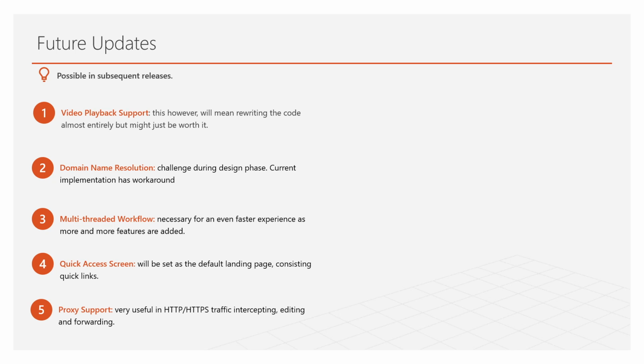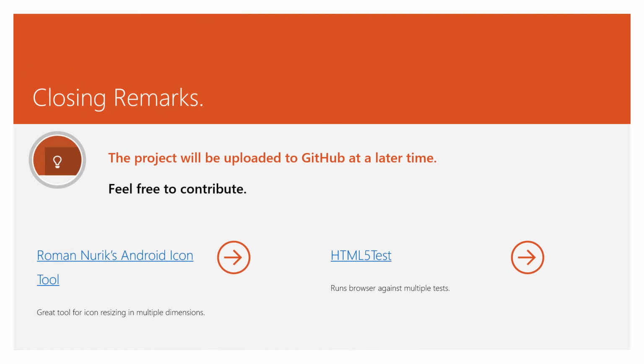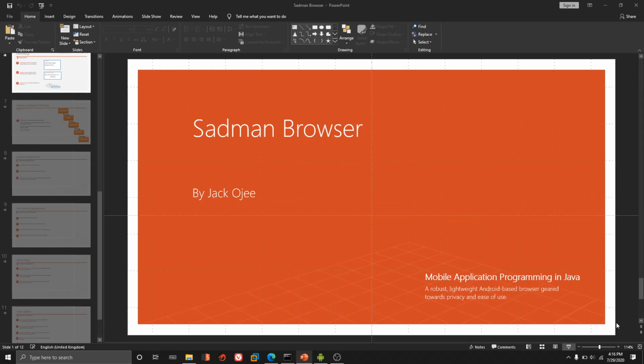And one of the more interesting updates I chose to work on will be support for a proxy. I think proxies are very important, very interesting to work with, so that will be used sometime in the future. And that would be all. Here are, of course, a few links. I used this tool to create the icon, as you shall see in the Android environment, and the html5test.com. We shall also look at that at a later time.